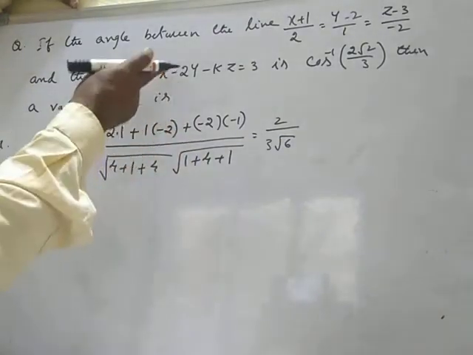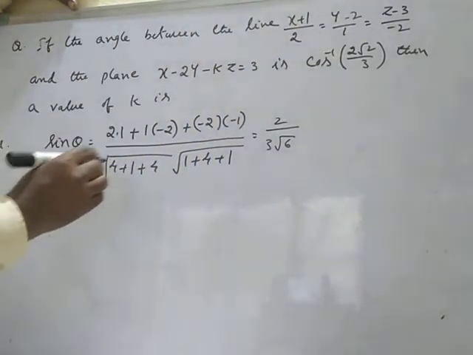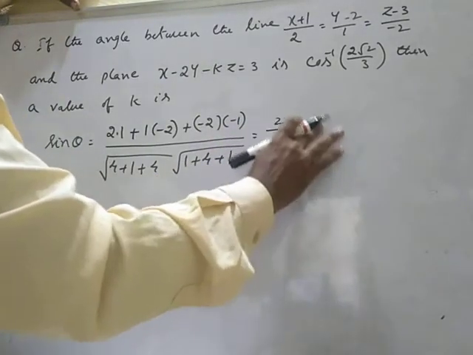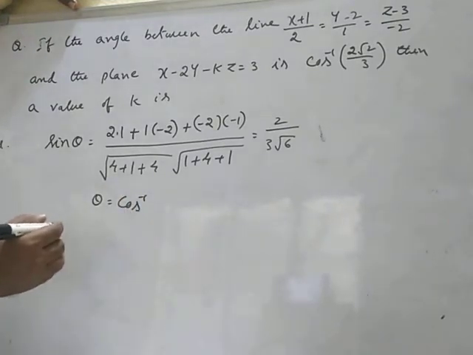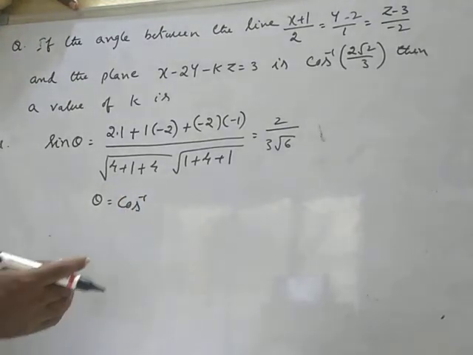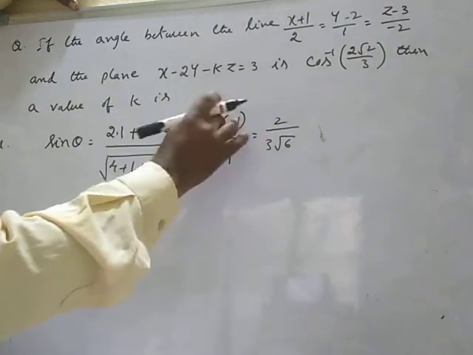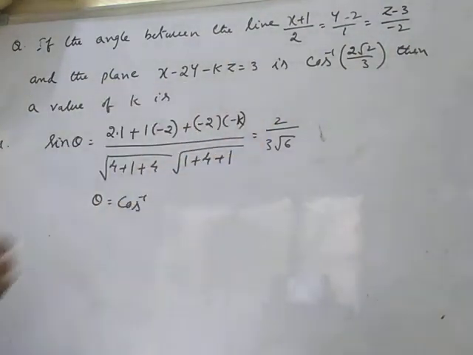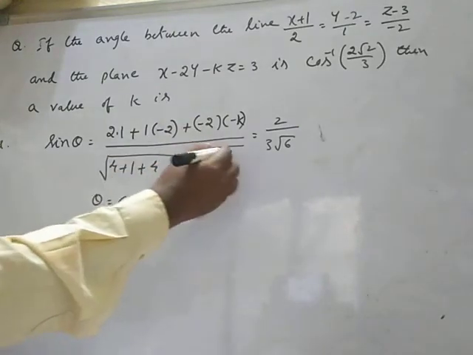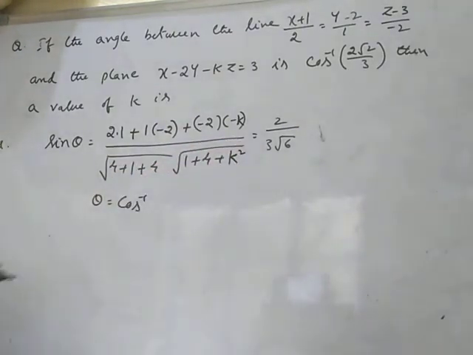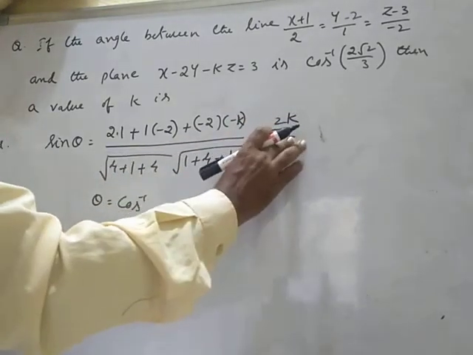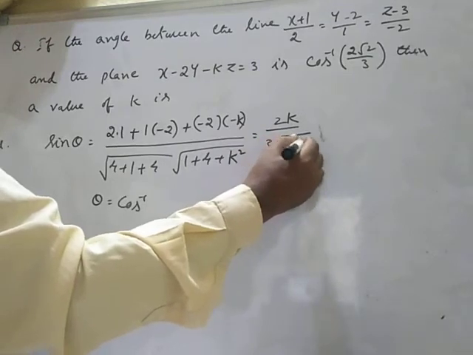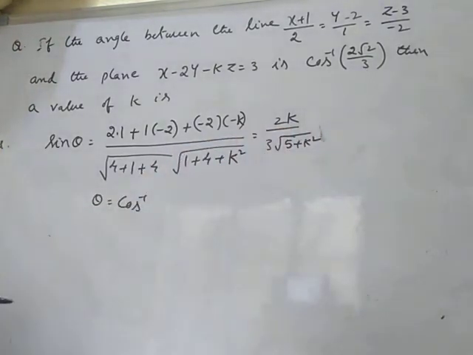But in the given problem, theta is given. Minus 2 into minus k is there, so it is k square. It is 2k by 3 into root of 5 plus k square.